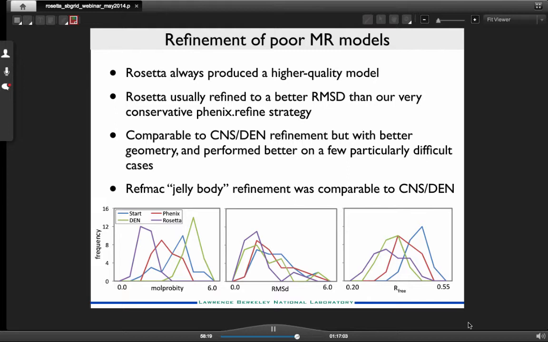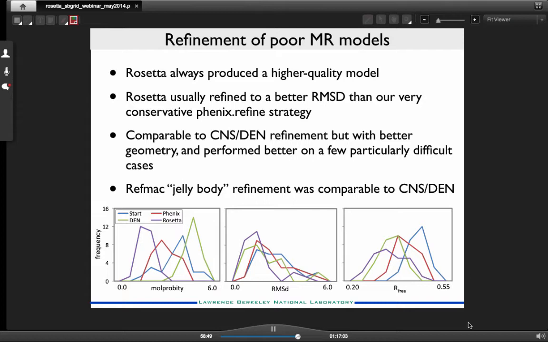So the default protocol was written to run with these test cases. And Rosetta did very well, both in terms of moving the model and in producing structures with sensible geometry. So the models from Rosetta were generally almost always the best out of all the refinement methods we tried. We tested this against a very conservative refinement strategy in Phenix that was designed to give us good geometry, but it generally doesn't move the model very far.